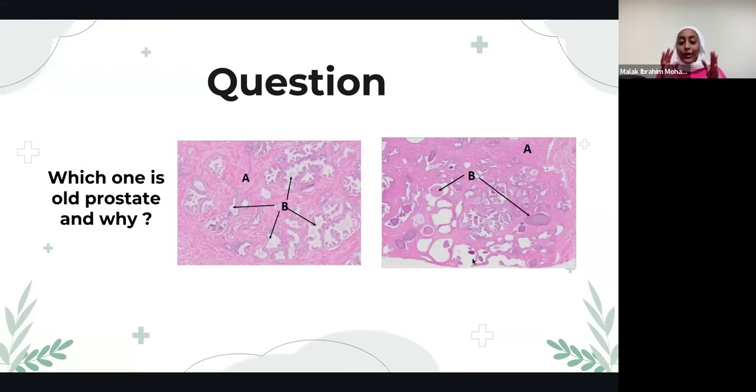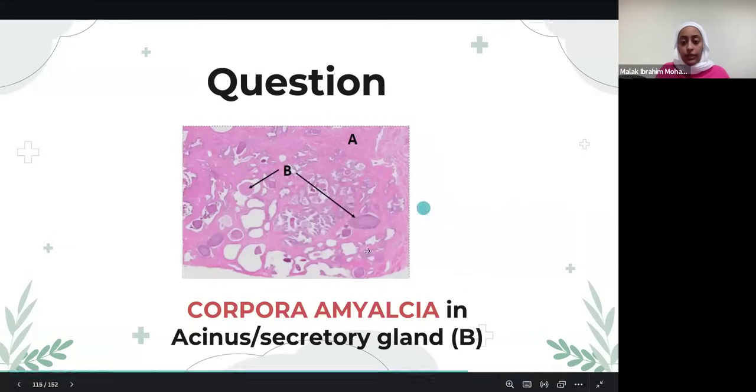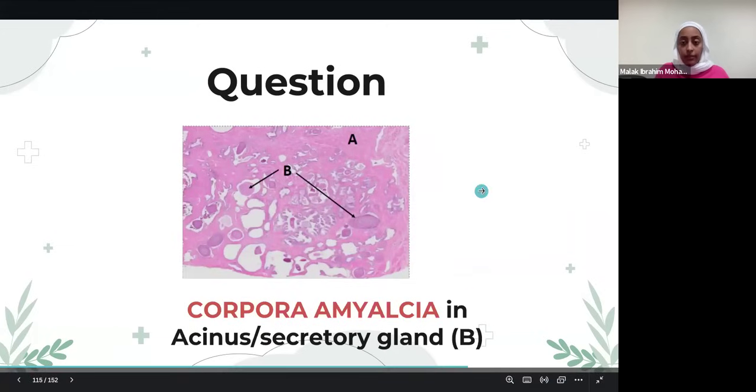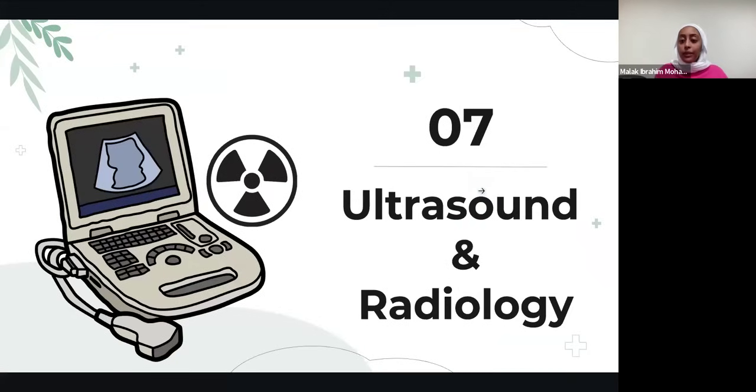Okay, whenever you're writing the answer, make sure that you write exactly what the question asks. So if they're asking which one is the old prostate and why, and you just mention which one is the old prostate, then you will lose the mark because you did not explain why. Yes, everyone is getting it correct. It's this one, the right one. Why? Because of the corpora amylacea, which is going to be found in the secretory gland. Okay, we're done with the prostate.